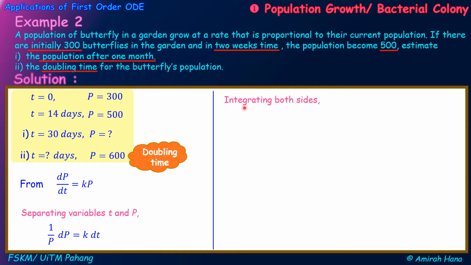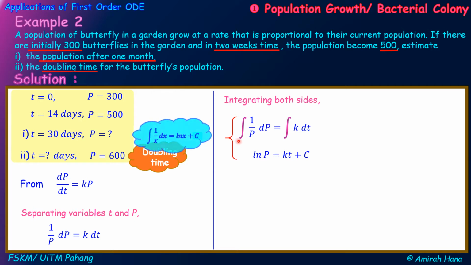After that, integrating both sides. From this equation, we just put the integration symbol on both sides, then we integrate the left hand side and right hand side. To integrate the left hand side, let's say if we want to integrate 1 over x dx, the answer equals ln x plus c. So now we have variable p, so if we integrate 1 over p dp, the answer should be ln p plus c. But we just put plus c on one side only.